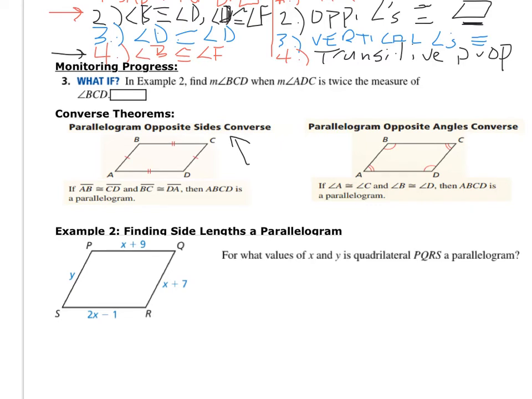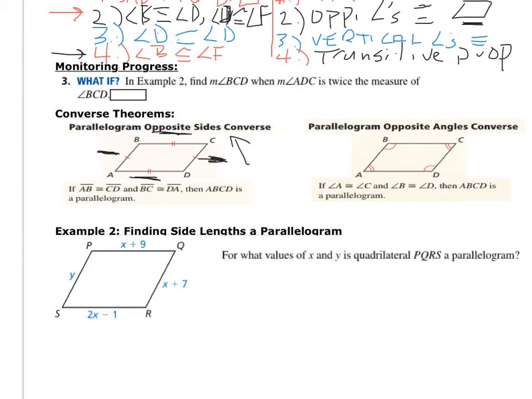Now they're saying that AB, this side right here, is congruent to this opposite side over here, CD. And it's also saying that this side here, BC, is congruent to DA, this side over here. So our opposite sides are congruent. Well, if our opposite sides are congruent, then what do we know about this object? It's a parallelogram. So it's really just saying the same thing. Before, the object was a parallelogram, so you had this. Now it's saying the opposite sides are congruent, so it's a parallelogram.